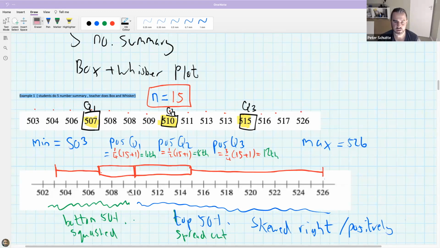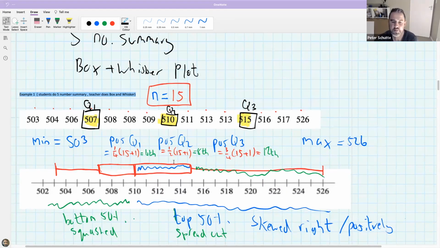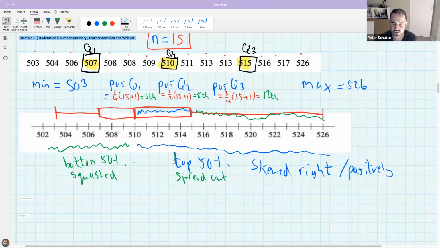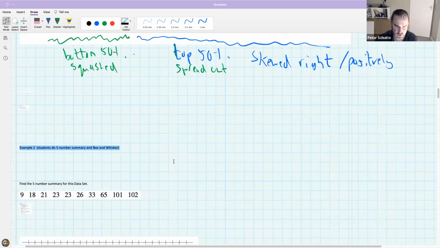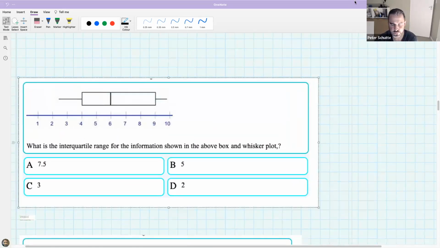Also, the other thing I want to point out is, can you see how much more spread out the top 25% of the data is than the 25% over here? You can see how the top 25% is the most spread out of all the data. Okay. So that's just a brief description of how you recognize whether a data set is skewed or not. Let's do a couple of multiple choice questions, and then I'll ask some more skewed questions. So, can you answer this multiple choice question for me?